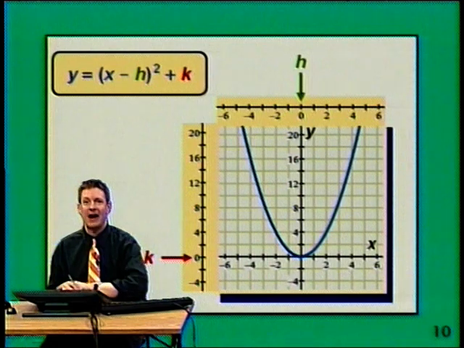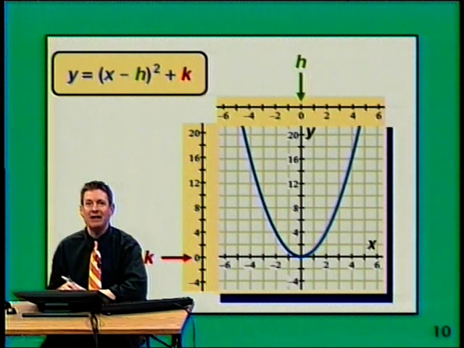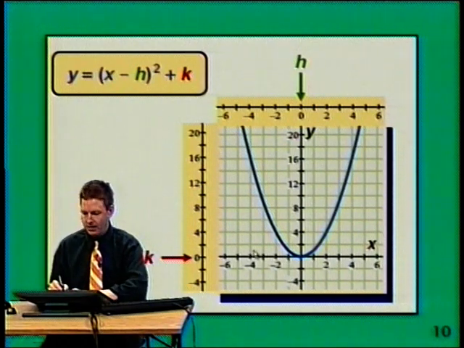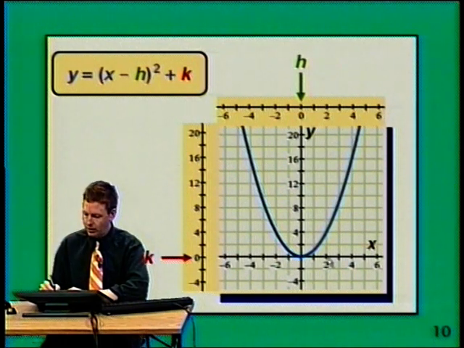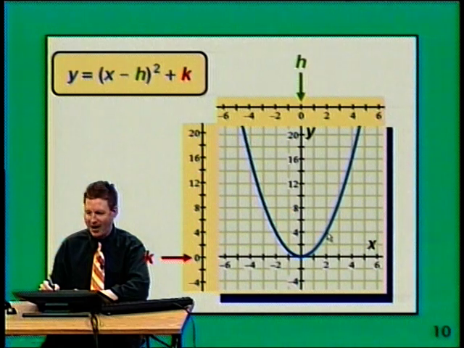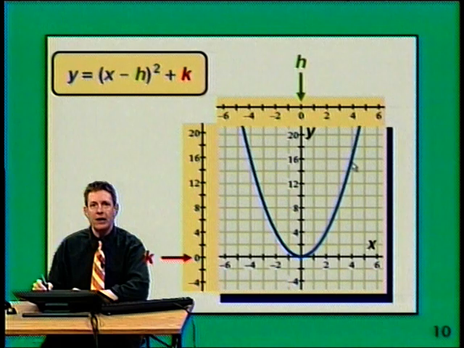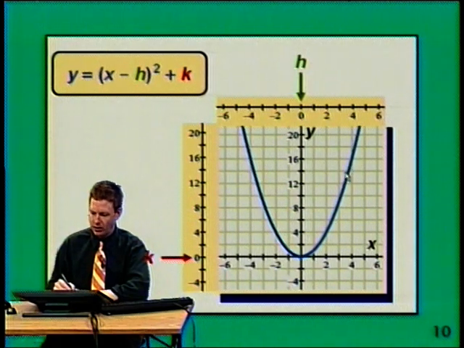I've got a kind of fancy little doodad graph here that graphs equations of the form y equals x minus h quantity squared plus k. Right now, the value of k is set at 0, and the value of h is set at 0. So what I'm looking at is a graph of y equals x minus 0 quantity squared plus 0, or just y equals x squared. 2, 4. 4 is 2 squared. 4, 16. 16 is 4 squared.